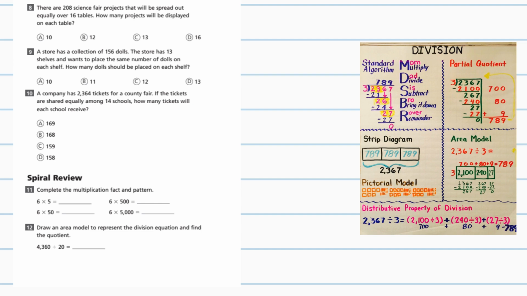Complete the multiplication fact and pattern. 6 times 5, 6 times 50, 6 times 500, 6 times 5,000. I know you guys can handle this all on your own because we've done problems like this time and time again. For number 12, draw an area model to represent the division equation and find the quotient. Please separate 360 and do your division.